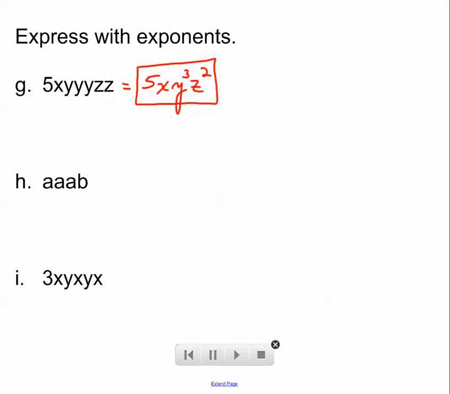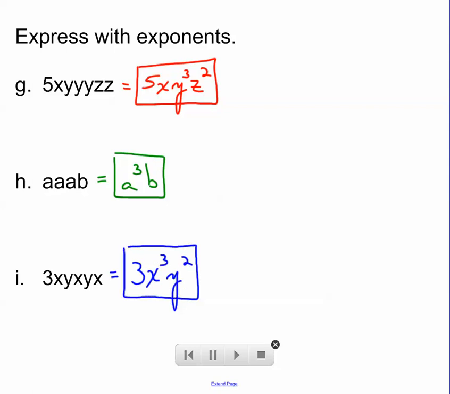Next one, b. It's a lot easier to call that a cubed b, or a to the 3rd power times b. And the last one, doesn't matter what order they're in because multiplication is commutative. So let's call this 3x cubed y squared. You got 3 x's, so it's x times x times x, or x cubed, and you got 2 y's. Y times y is y squared.